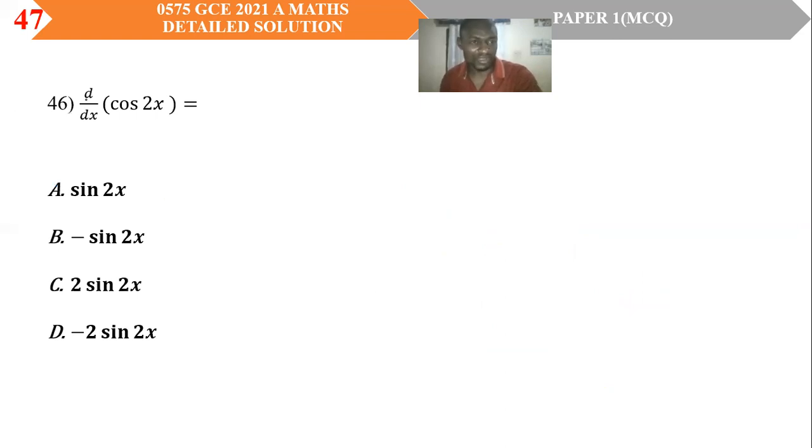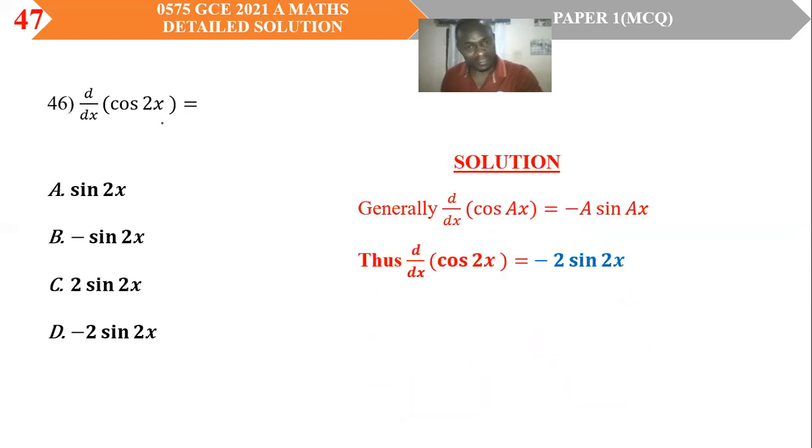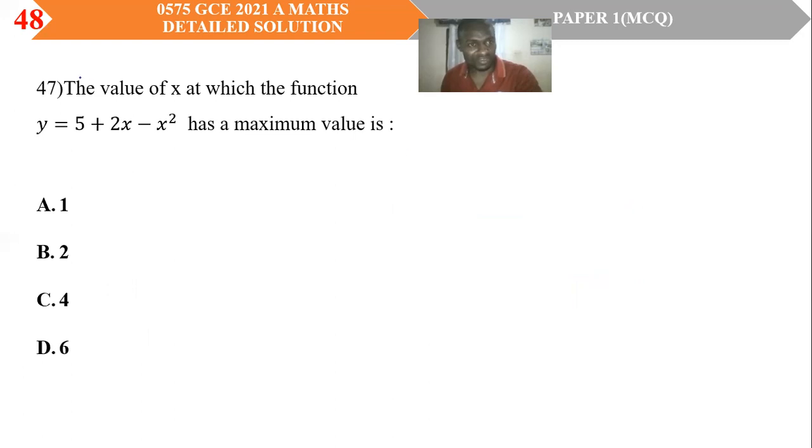Question 46. d/dx of cos 2x is equal to, now, generally, d/dx of cos ax, the cosine function of trigonometry, is given by negative a sine ax. So d/dx of cos 2x will be given by negative 2 sine 2x. Answer D.